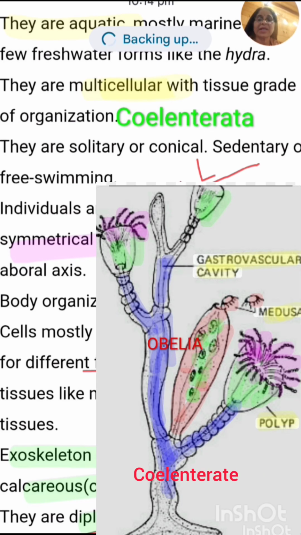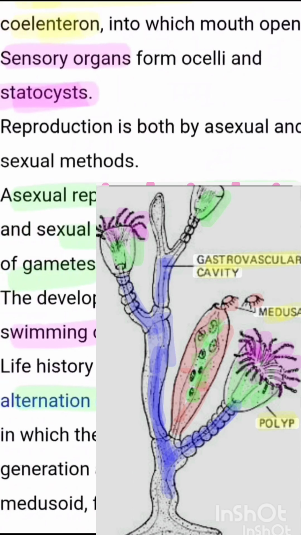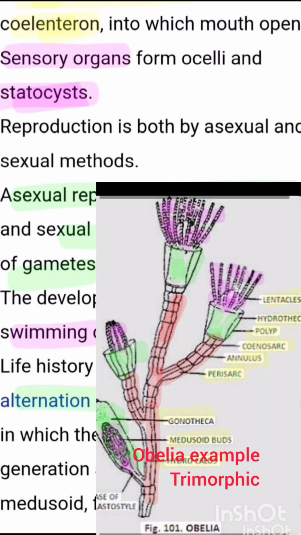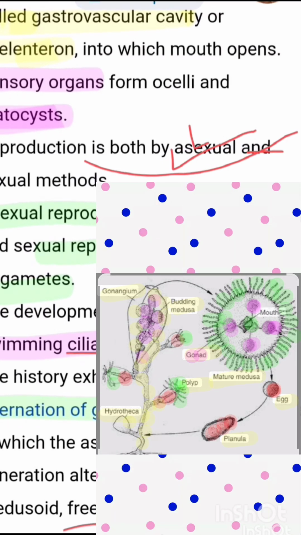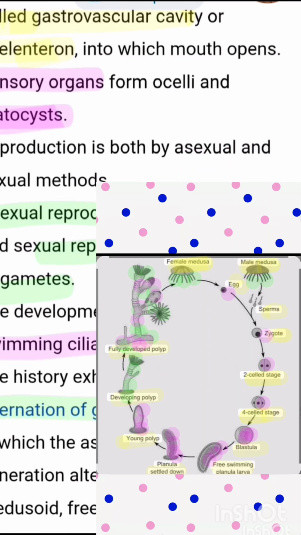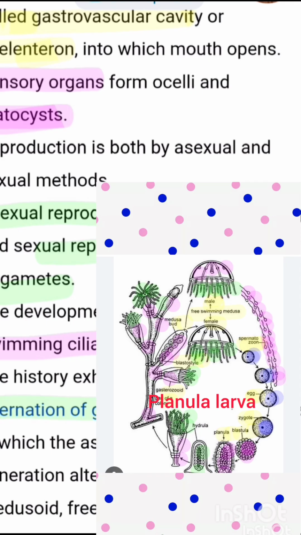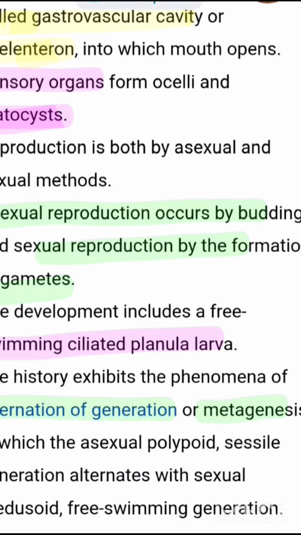So next you can study about these animals in detail, that they are showing the some gastrocellular cavity, and they are showing the sensory organ, and these sensory organs are named as the statocyst. And reproduction is of both kind, asexual as well as sexual. So asexual reproduction occurs by budding, and sexual reproduction occurs by the formation of gametes. And you can see that in its development there is a free swimming ciliated planula larva that is present.